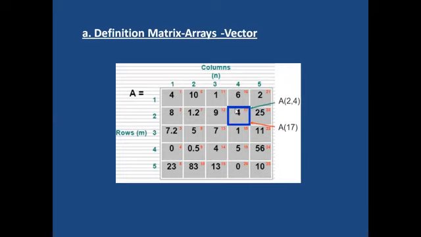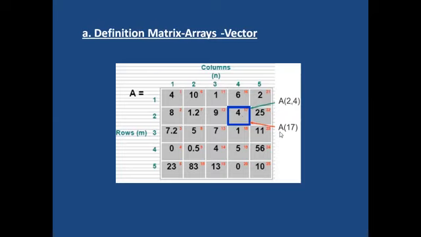How will you represent an element of a matrix? Suppose I want to represent this element. How can I represent it? There are two ways. One is the matrix or the variable name, and then the row and then the column. So this is going to be the second row, because this is the first row and this is the second row, and the four represents the column. First column, second column, third column, fourth column. This is the fourth column. Okay. So A(2,4) represents 4.